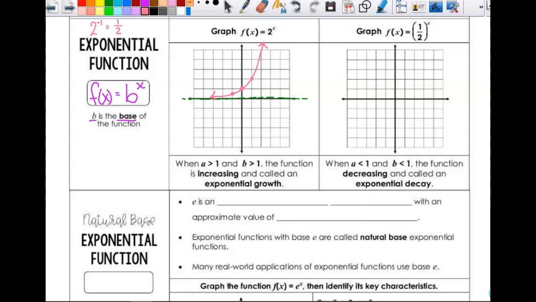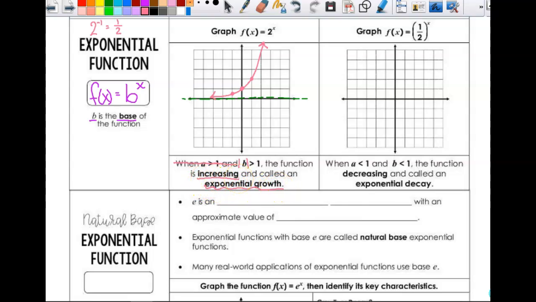Okay. So then this says when a is greater than 1 and b is greater than 1, there's no a here because we're just talking parent functions. So it's really just when the absolute value of b is greater than 1. The function is increasing like this, and it's called exponential growth.